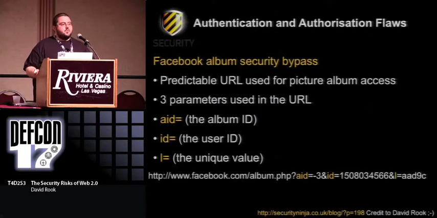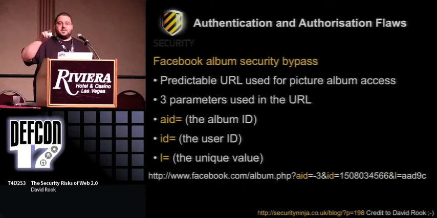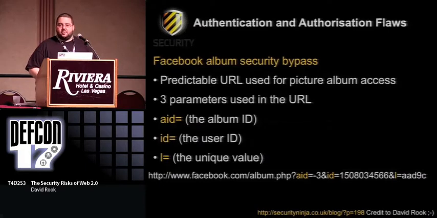Everyone's profile pictures album always had an album ID of -3, so I don't have to guess that. The user ID value, I don't have to be your friend or anything to get that. I just search for you in Facebook, hover my mouse over the add friend link, and I can see your user ID. So I'll pop that in there. Again, I don't have to try and brute force that. So I just needed to brute force the L equals value. They used 5 characters, A to F, 0 to 9. It didn't take Burp Suite very long to brute force those for me.